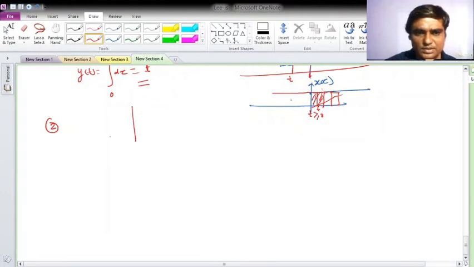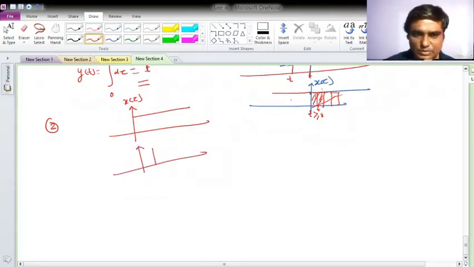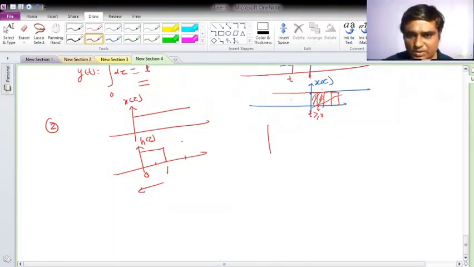So again, let me take a second example. Suppose x of tau is this, and h of tau I have plotted directly now. So h of tau is like this. This is 0. Okay, I'll take 0 to 1. What is in that? Nothing. 0 to 1. So now I will flip this h of tau to get h of minus tau. So here I will draw again. This is x of tau. What will be h of minus tau? This will be like this, minus 1.